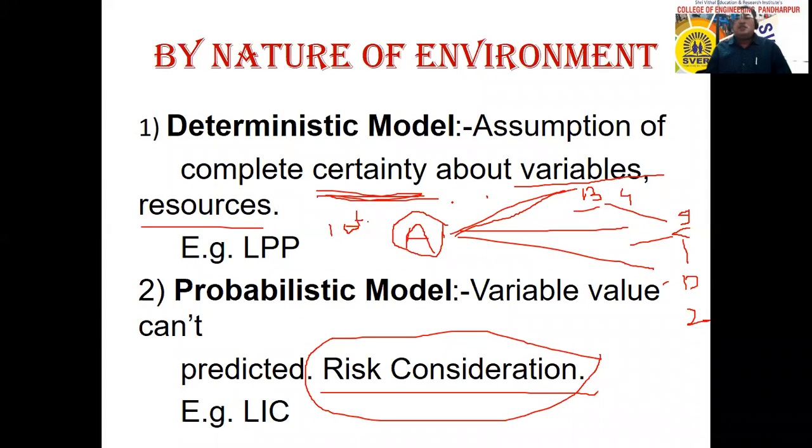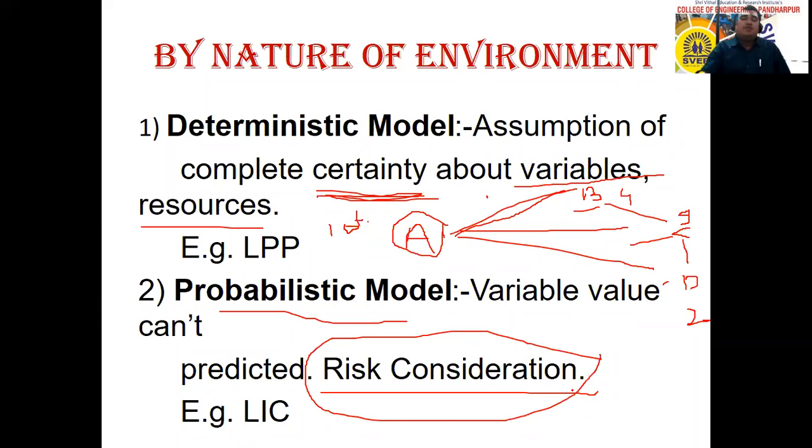And in a deterministic model, whatever errors there are, they are very, very small, because we know everything. But if you go to the probabilistic model, here the variables' values can't be predicted. Risk consideration is there.